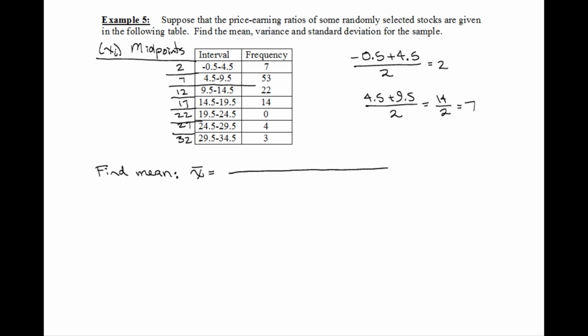Remember, what we're going to do is we're going to assume each of our data points is at the midpoint, and then we're going to multiply by the frequency, which is the number of them that we have. So we have 7 measurements at the midpoint 2. We have 53 measurements at the midpoint 7. We have 22 located at 12. And we keep going like this.